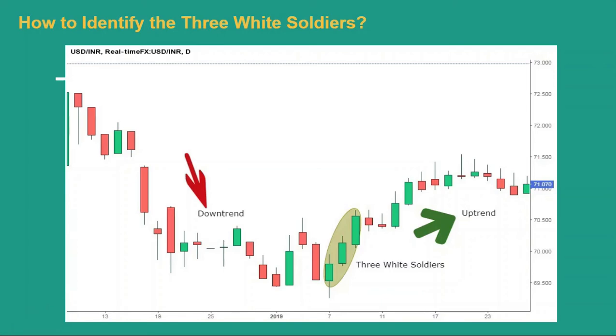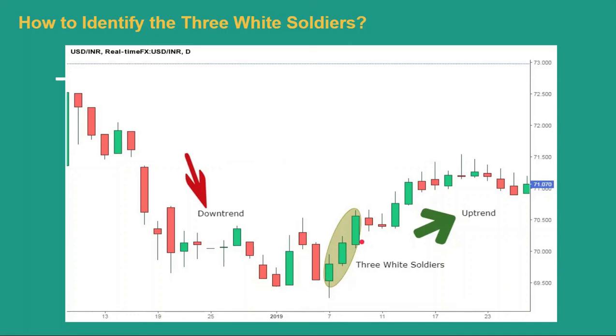Let's take a look at another example. As you can see, we have a clear downtrend here. After a long downtrend, we have a bounce. Then the price came back to the same support level again. And then these three white soldier candlestick patterns appeared here, as you can see, very close, or we can say at a support level.